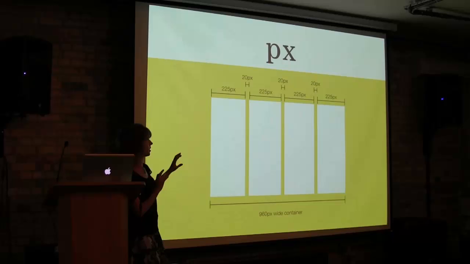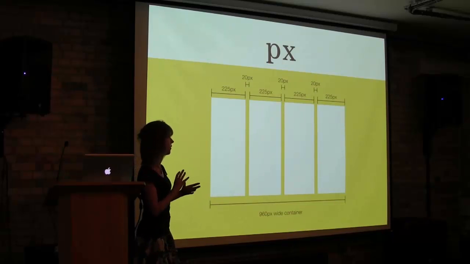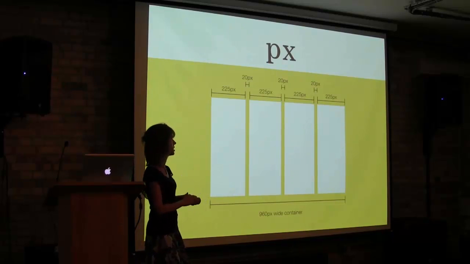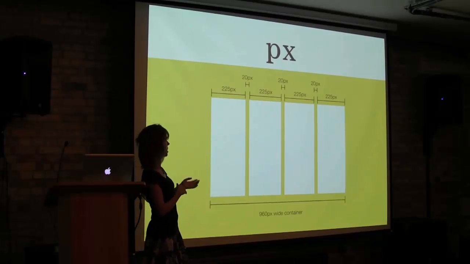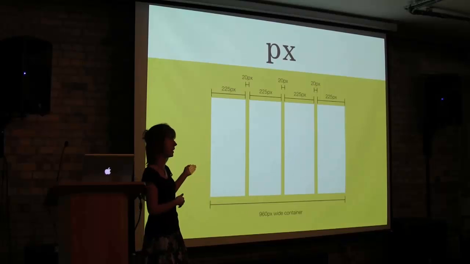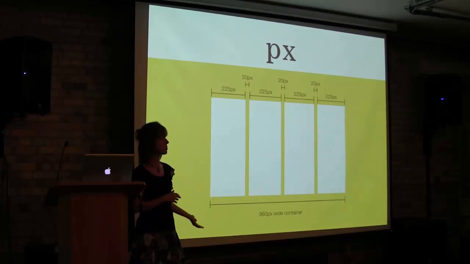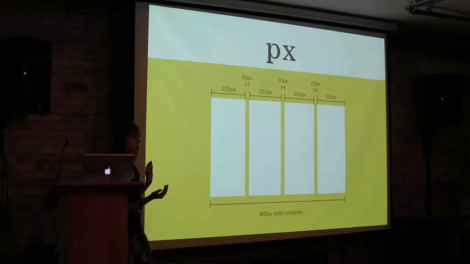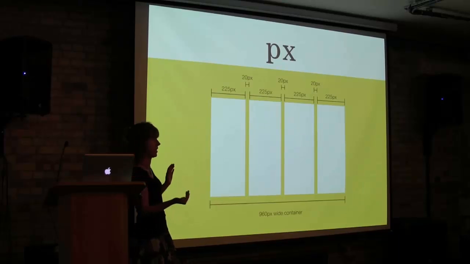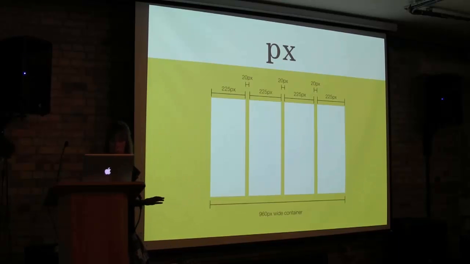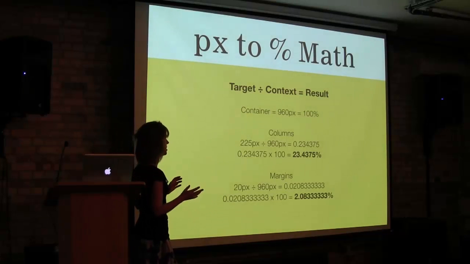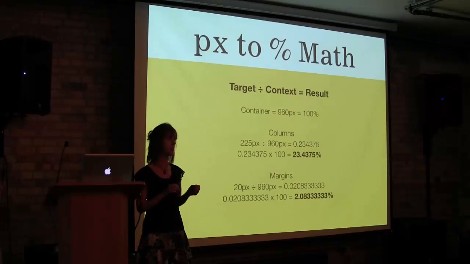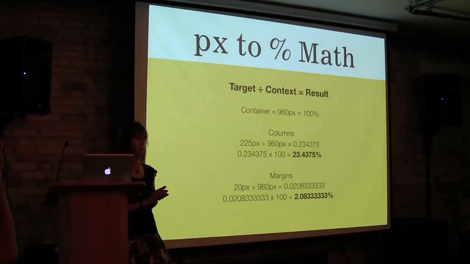So this is just an example of if you have 4 columns with margins in the 20 columns. Let's say the columns are 225 pixels wide and the margins are 20 pixels wide, and then overall you've got a 960 pixel container. So if we try to convert pixels to percentages, the key math to remember is target divided by context equals the result that you want.